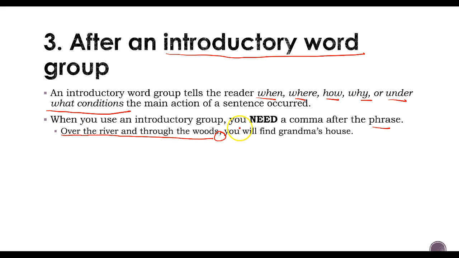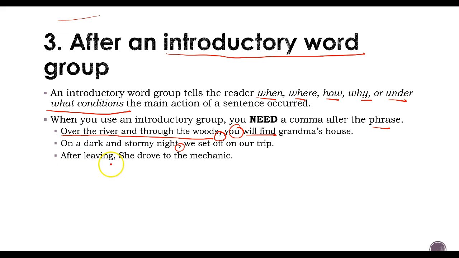And here's the main part of the sentence. You will find Grandma's house. So if you start with an introductory phrase like this, you need a comma after it. Here's another example. On a dark and stormy night, comma, we set off on our trip. So here it's kind of specifying the night. So we need the comma after the introductory idea.